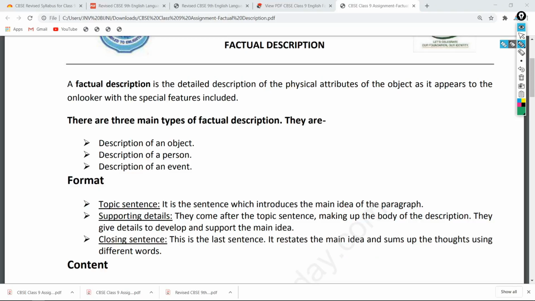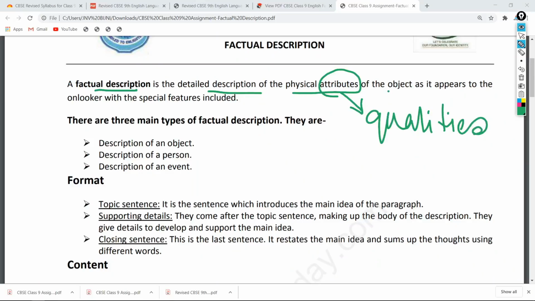A factual description is the detailed description of the physical attributes of the object as it appears to the onlooker with the special features included. Physical attributes means the physical qualities of the object. It may be an object, it may be a person also, it may be a thing also.